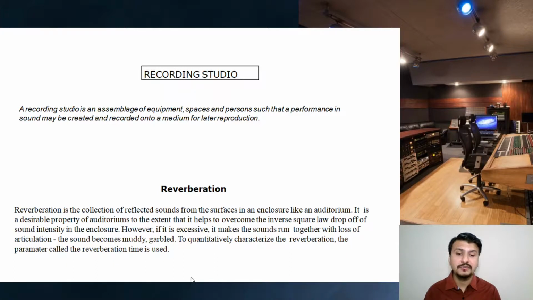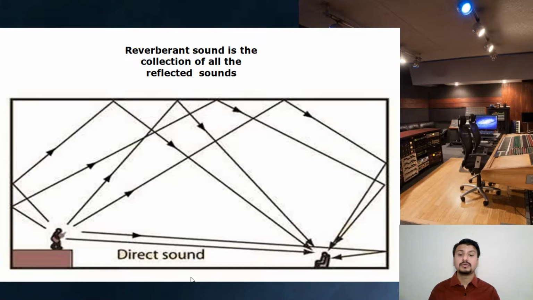To quantitatively characterize the reverberation, a parameter called the reverberation time is used. In this diagram, you can get a lot of idea about the reverberation. The reverberant sound in this is the collection of all reflected sound. Here you can see the person standing over here, and this person who is sitting here. So for this person who is speaking, you can see the sound first goes to this wall, then it goes to the top, then it comes to the ears of this person.